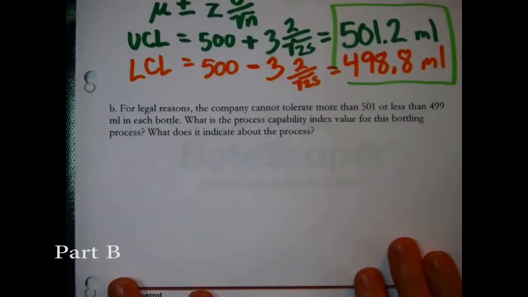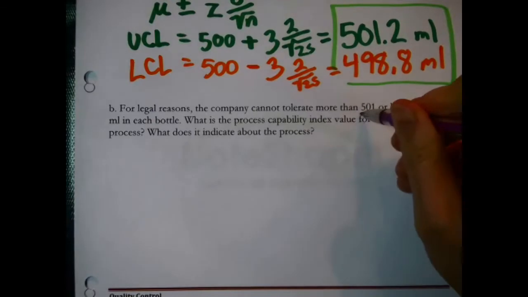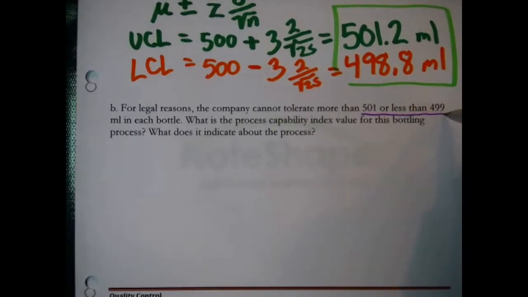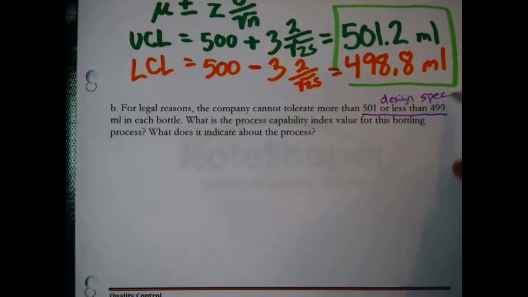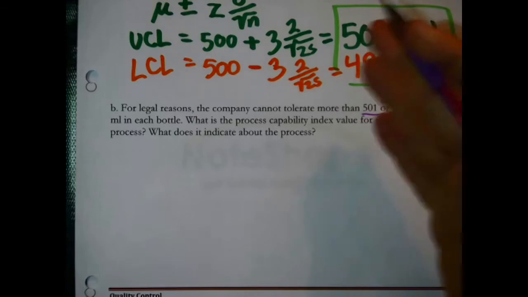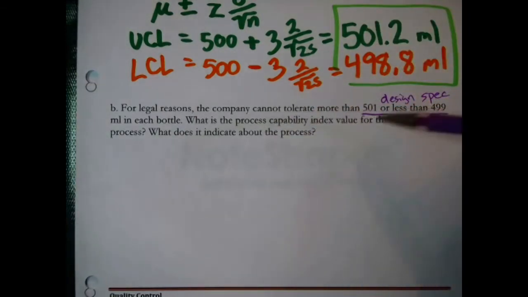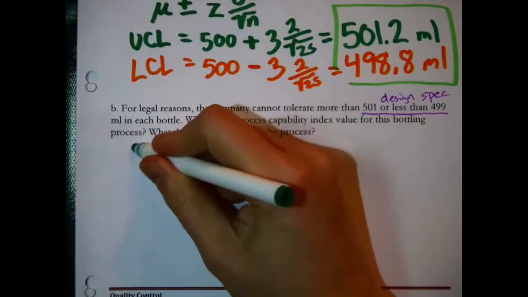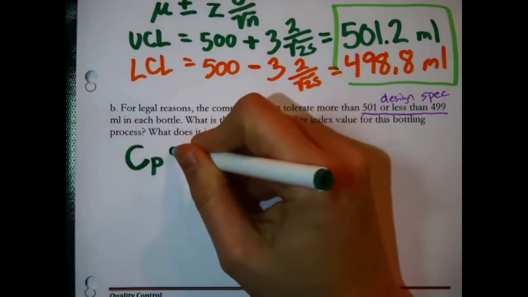For legal reasons, the company cannot tolerate more than 501 or less than 499 milliliters in each bottle. That right there is a design spec, or specification. They're saying it's got to be this way. What is the process capability index value for this bottling process? What does it indicate about the process? Oh, all right, so we need the formula for the process capability index, noted as C for capability, sub P for process.